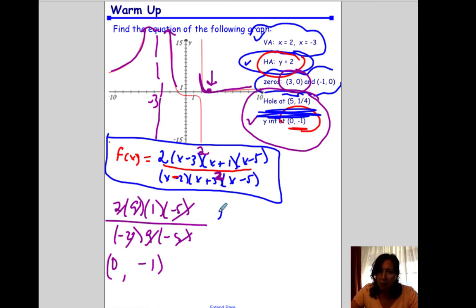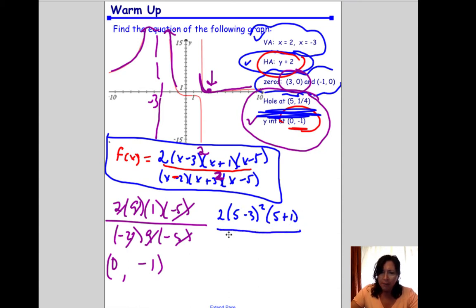So we're going to go 2 times, plugging in 5, 5 minus 3 quantity squared times 5 plus 1. These are gone. Those are gone. All over 5 minus 2, which is 3, times 5 plus 3. I guess I'll just write that out. 5 plus 3 quantity squared, and then that's gone.